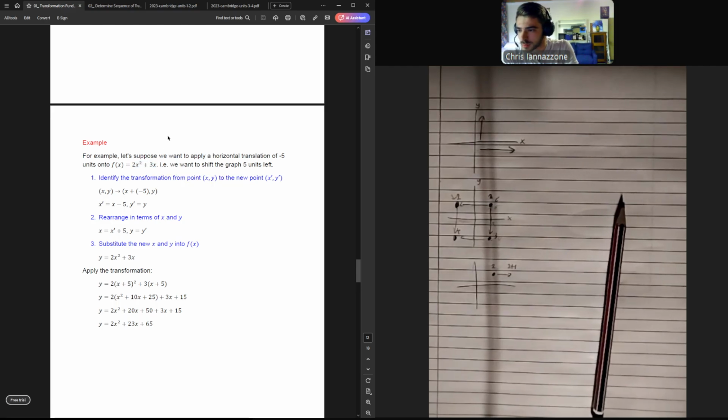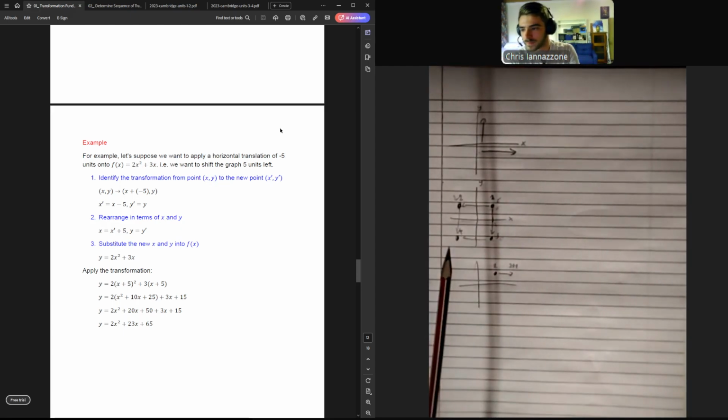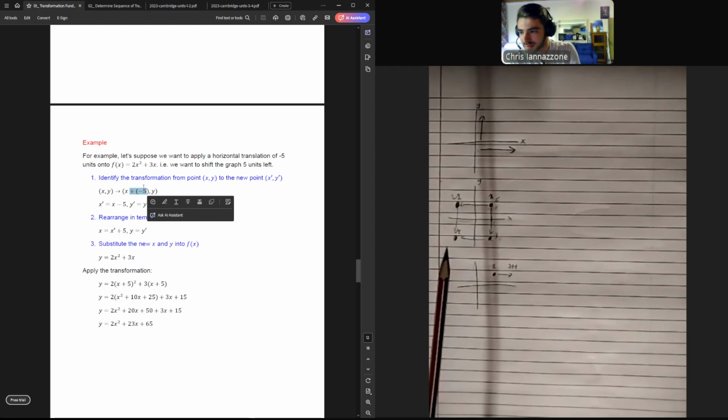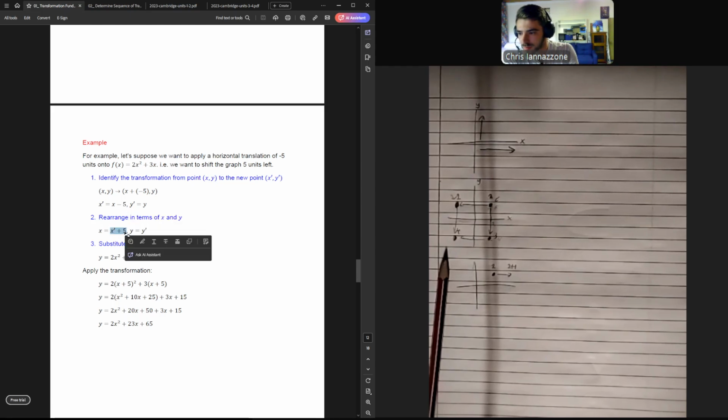Okay, we've had this polynomial before. Let's say we want to apply a horizontal translation of -5 units. So -5 horizontally would just mean 5 to the left in English. So we're going to add -5, or just replace that with a subtraction, since that's how math works. Rearranging in terms of x and y is going to convert that negative back to a positive, and then when we sub that in, we're just going to replace every x that we see with x plus 5.